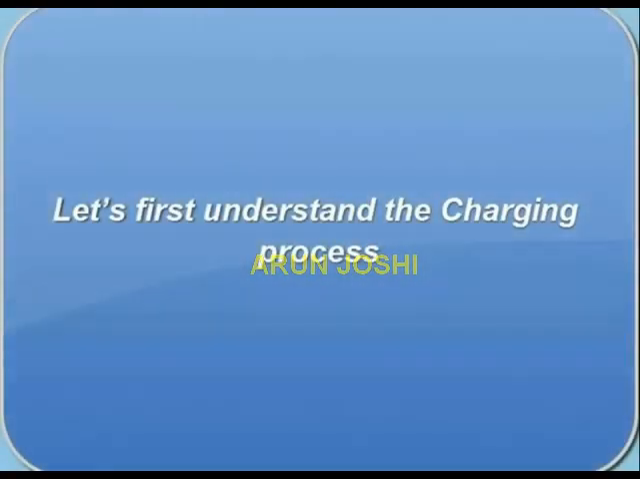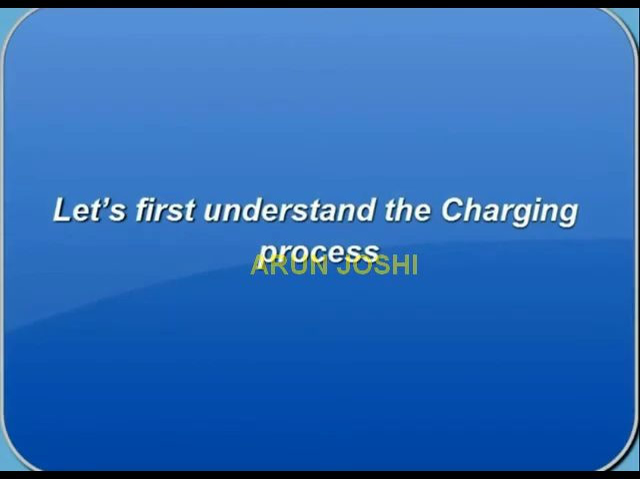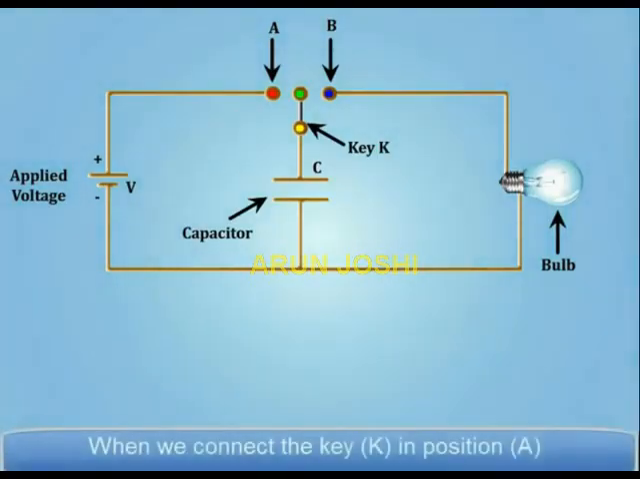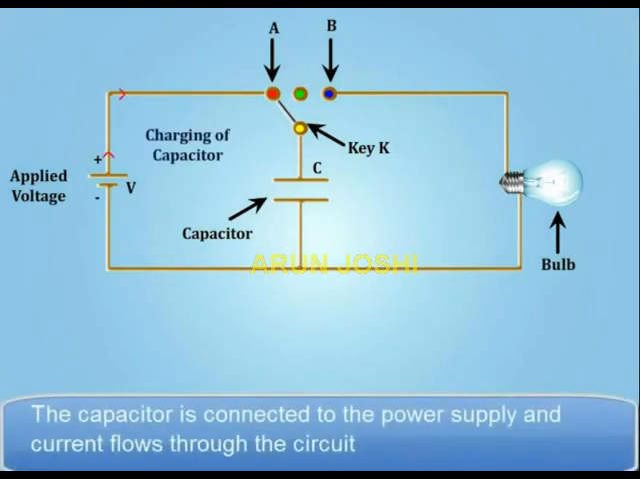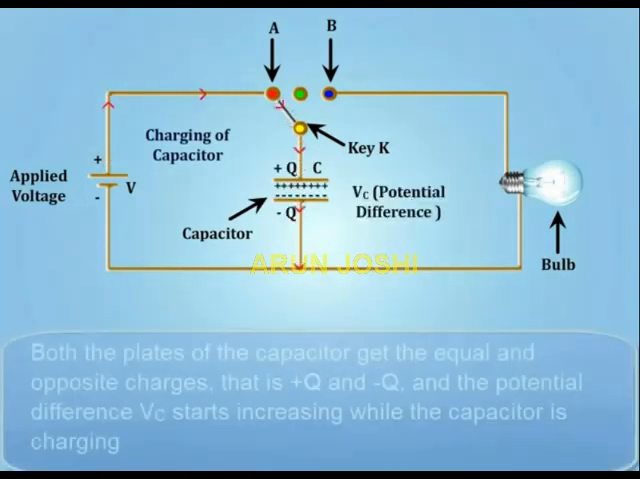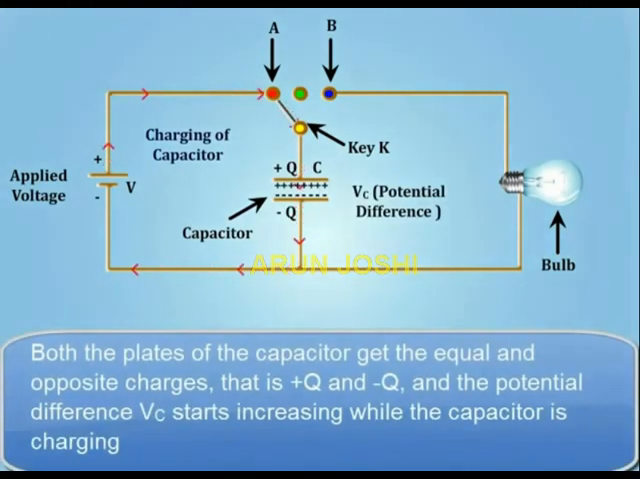Let's first understand the charging process. We connect the key K to position A. The capacitor is connected to the power supply and current flows through the circuit. Both the plates of the capacitor get equal and opposite charges, that is plus Q and minus Q, and the potential difference across the capacitor starts to increase while the capacitor is charging.